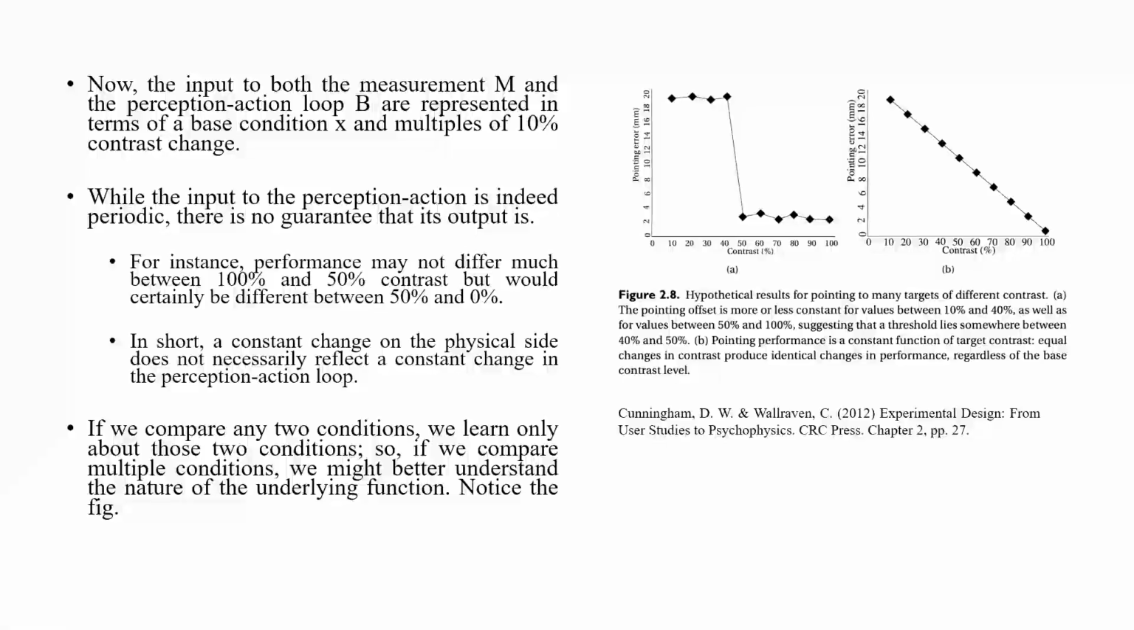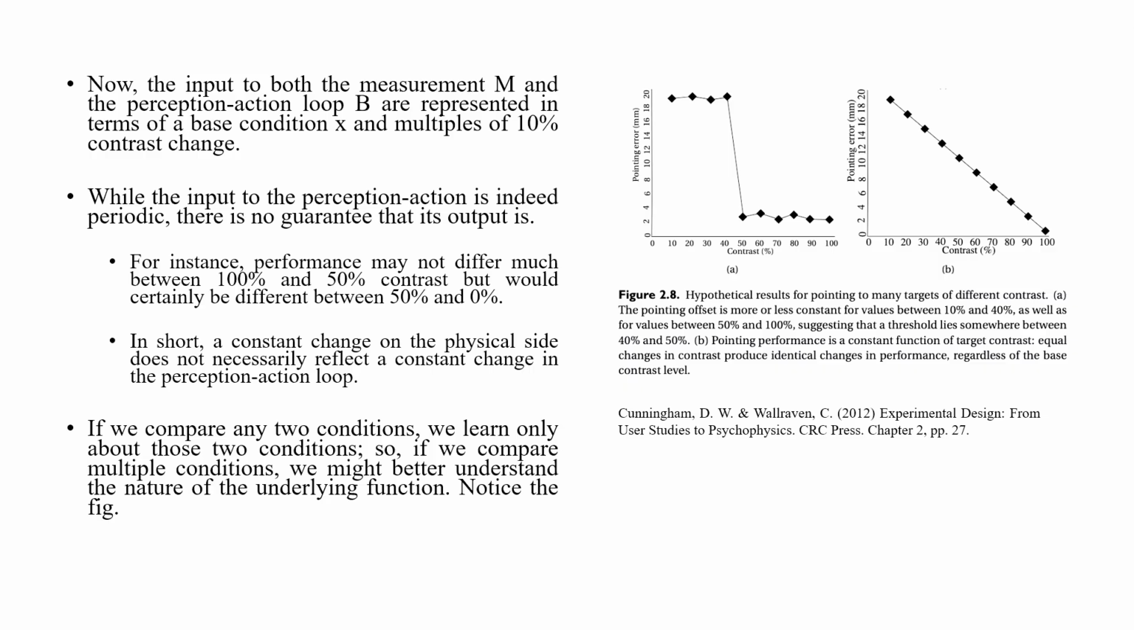Now, performance may not differ much between 100% and 50%, but it will be drastically different between 0% and 50%. So, we sort of get that. In short, a constant change on the physical side does not necessarily reflect the same constant change in the psychological or the perception action loop style.